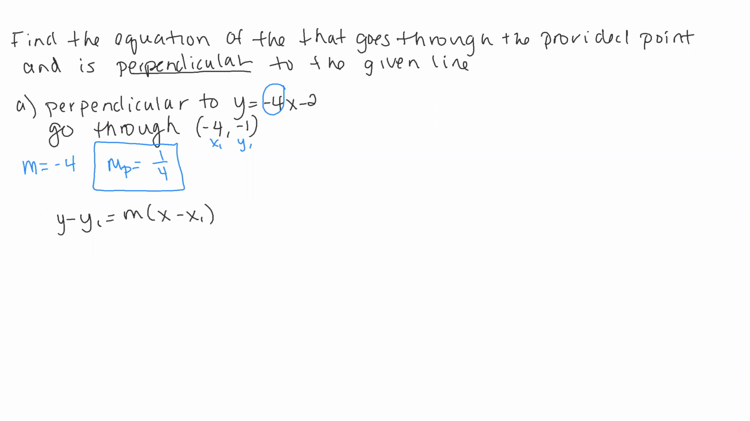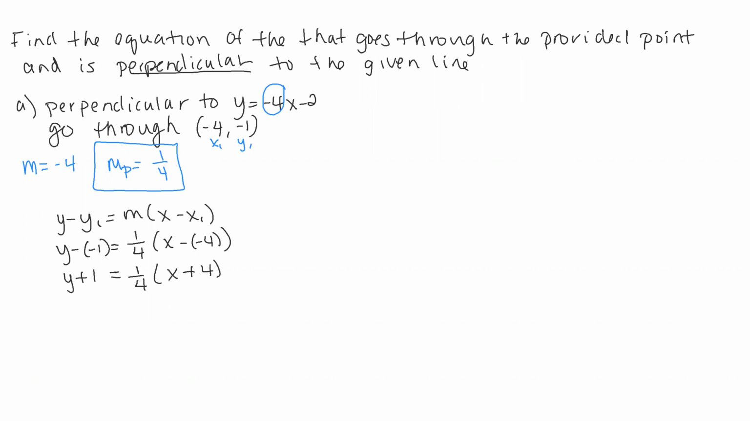All right. So when I plug this in, I'm going to get y minus y1, which is -1. M is positive 1/4. Now remember, we're not using the same slope. We're using the opposite reciprocal of the given slope. And I'm going to multiply that by x minus x1, which is -4. Okay. So I'm going to do some just cleaning up of the signs. So when I subtract a -1, it just becomes +1. And when I subtract -4, it just becomes +4.